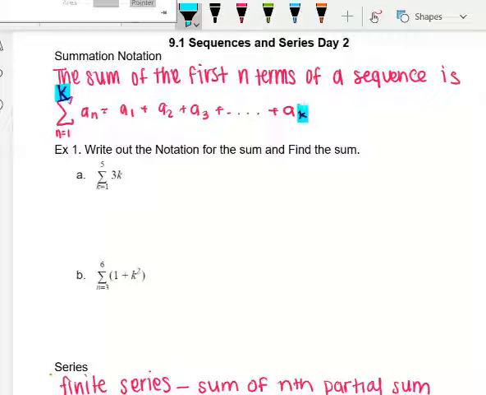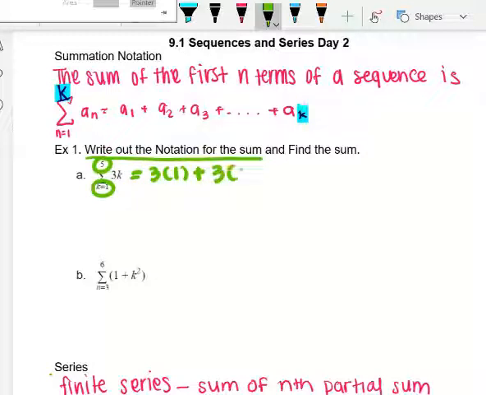Example number 1 says write the notation for the sum and find the sum. So write the notation for the sum. I'll do that in green, and that just means expand this out. So plug in 1, 3 times 1, because our series starts at 1, and go all the way to 5 because our series ends at 5. So this is what it would be.